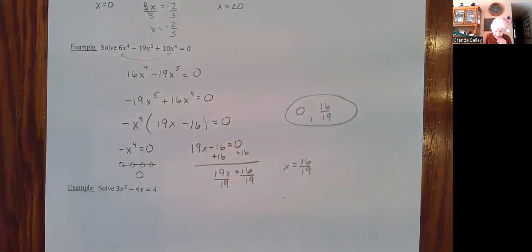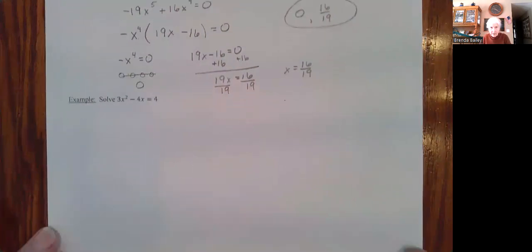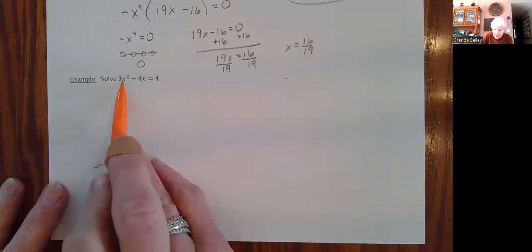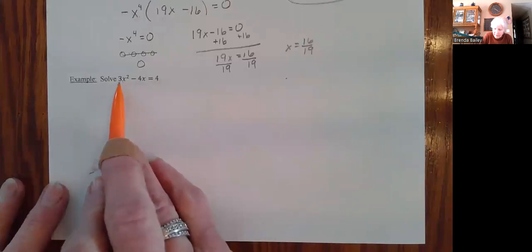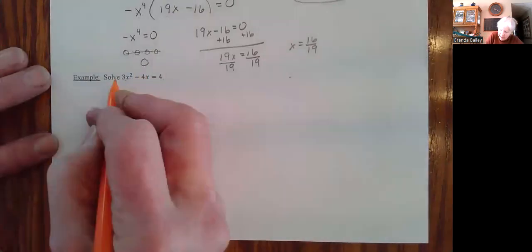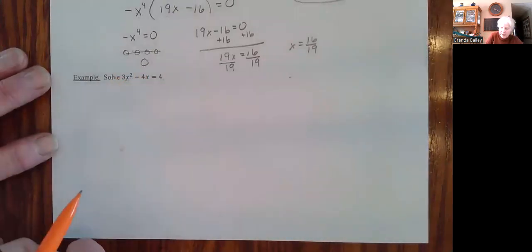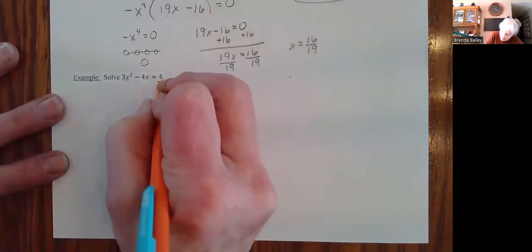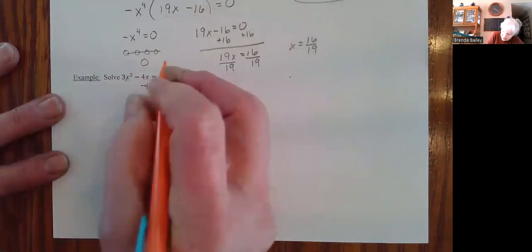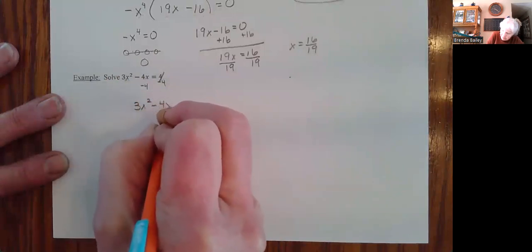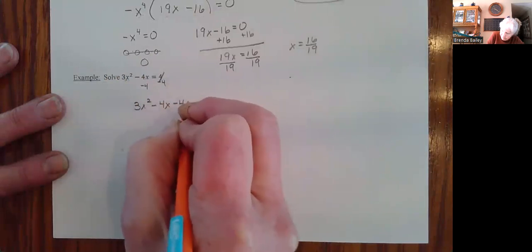All right, let's look at another one. You have to set it equal to 0. You have to have a 0 on one side. Now, I'm not going to move these over here because then that makes this negative. I'm going to move this over. If this were negative, I'd move it to the other side because you want that leading coefficient positive, minus 4. So we have 3x squared minus 4x minus 4.